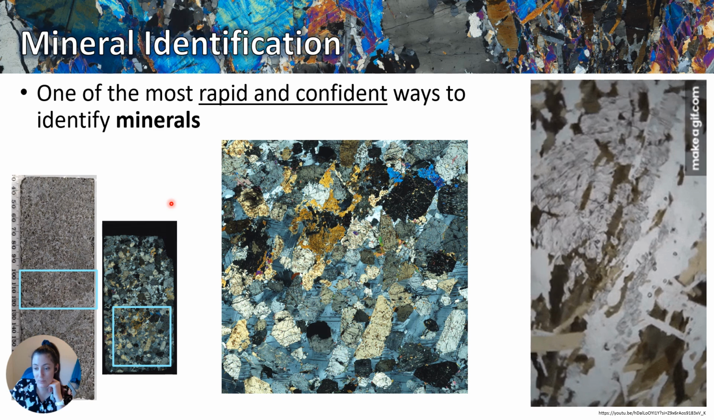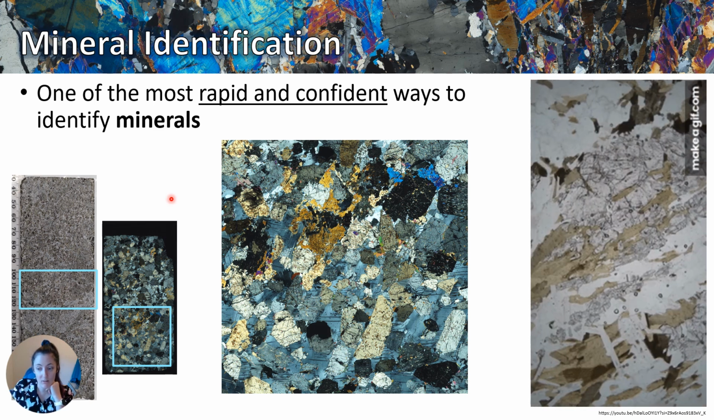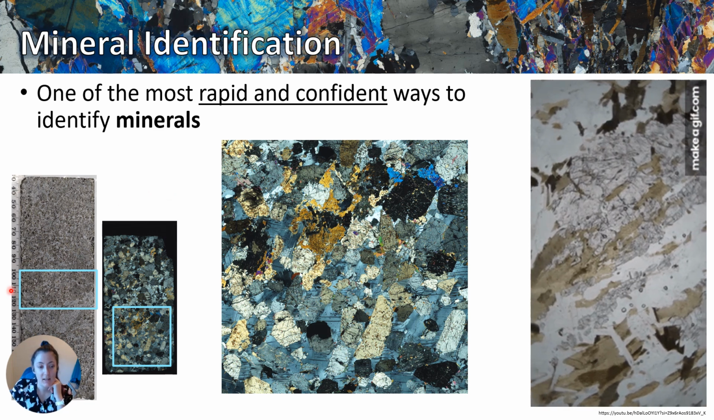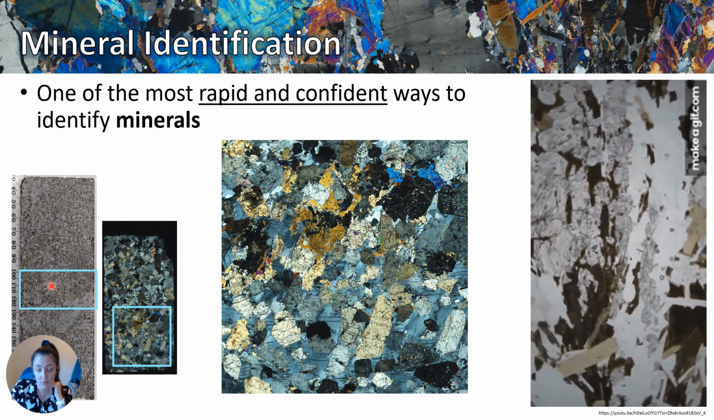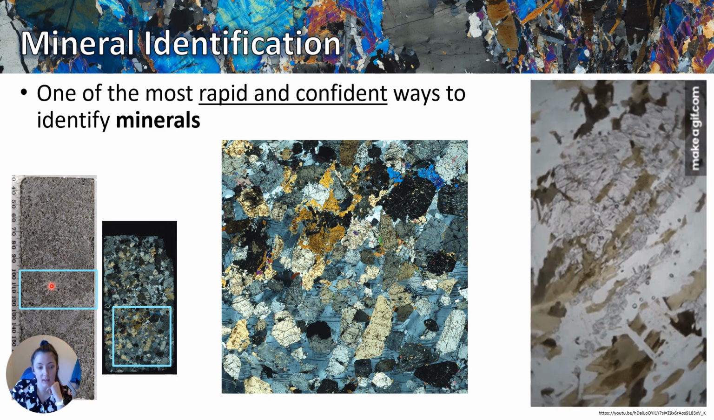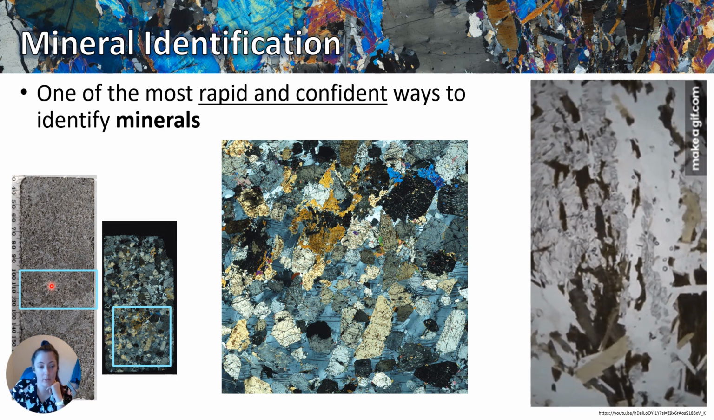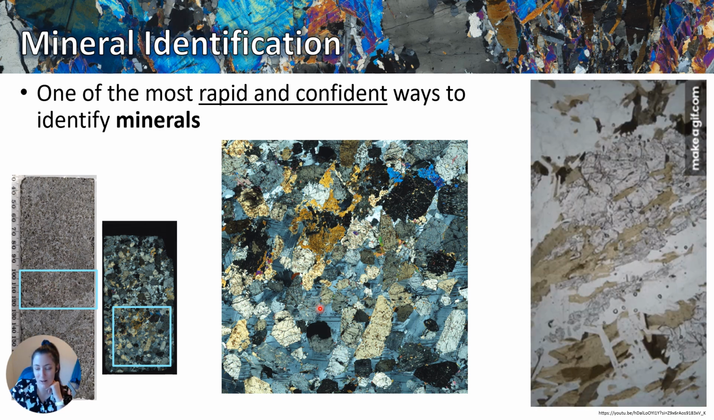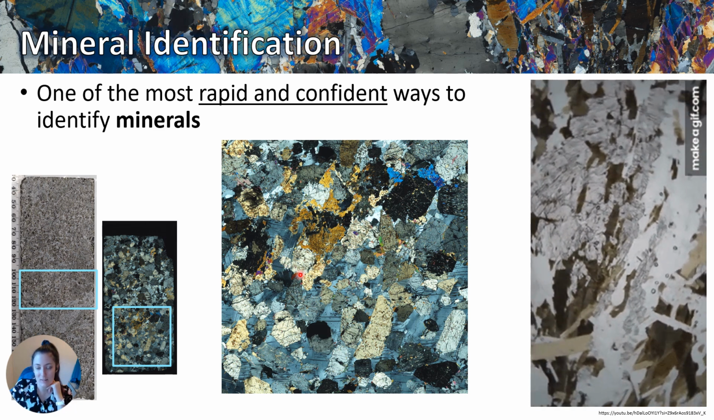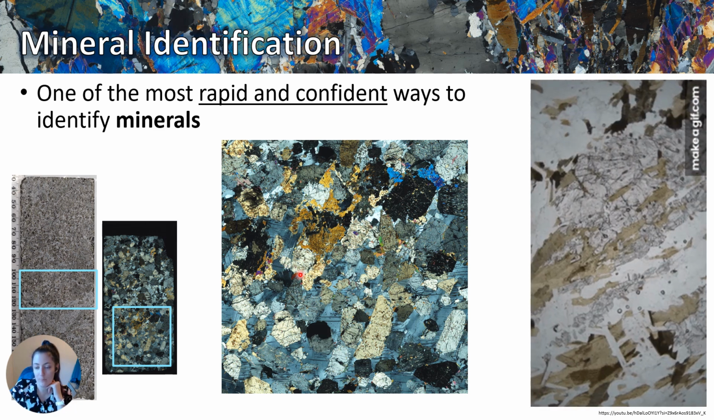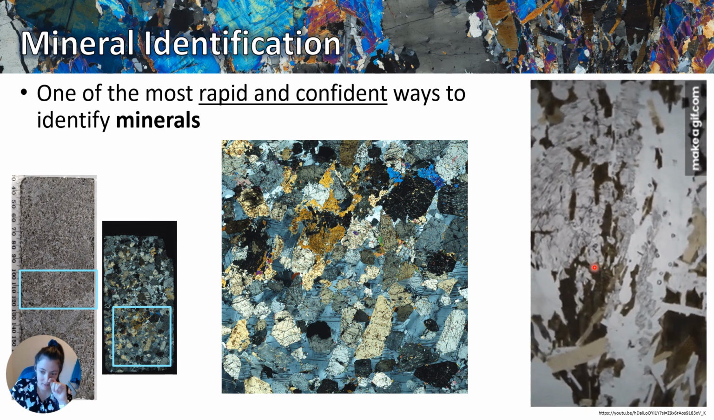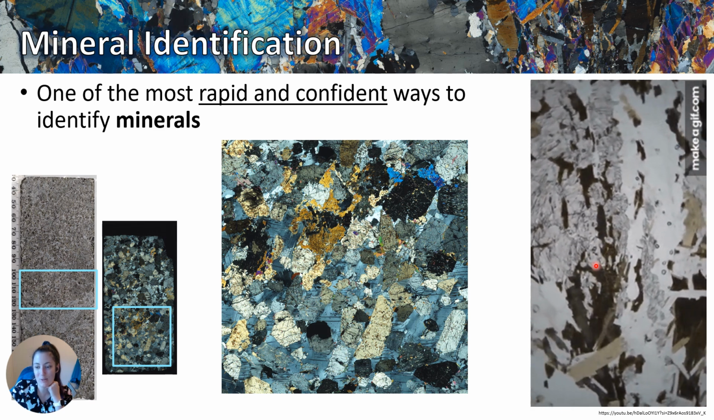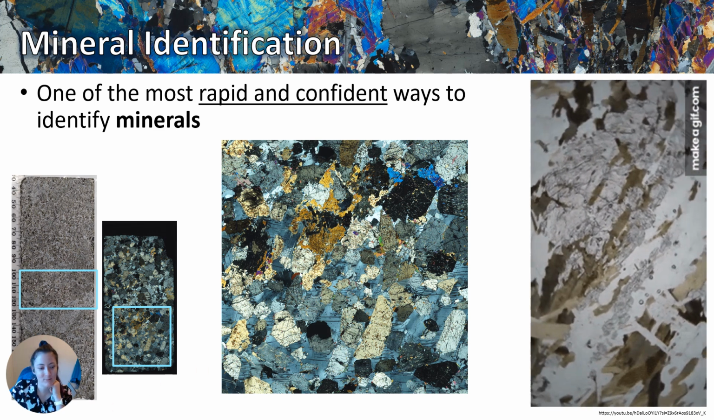So the main reason we use optical microscopy in geology is for mineral identification. It is one of the most rapid and confident ways to identify mineralogy. Most geologists just look at the rock with a hand lens and can have a pretty good idea of what each mineral is. But to be super confident, you do have to make it into a thin section and observe it at a micro scale so that you can understand the relationships of those minerals. On the right here, I have an example of pleochroism in biotite, which is one of the identifying features of that mineral and is pretty beautiful.